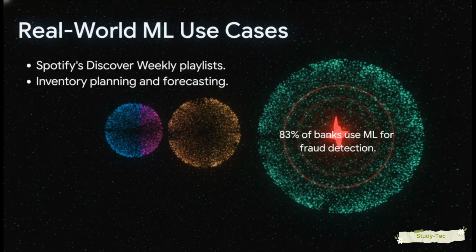This is amazingly practical for spotting trends in structured data that we humans might completely miss. I mean, it's exactly how Spotify curates your Discover Weekly playlist by clustering your listening habits with similar users. And it's how a massive 83% of banks currently use ML to detect financial crimes. The machine learns what a normal transaction looks like over time, so it can instantly flag an abnormal one.